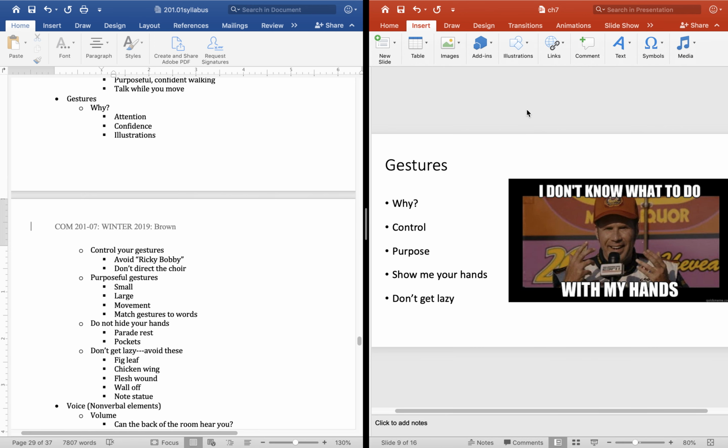Next up, gestures. I don't know what to do with my hands. This is a classic example. If you've seen Talladega Nights, Ricky Bobby, this is why it's so important you plan gestures, or at least think about them before you come up and start talking. Again, why do we do this? Well, it keeps an audience's attention because they see movement. It shows that we have some confidence because if we're purposeful, we're again in control of our gestures, then we're in control of the moment, the room.